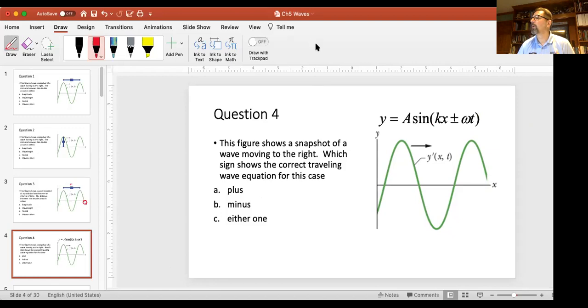Next question. And I'm referring to that sign right there. If it's moving to the right, which way is it going? Or which sign would you pick if it's going to the right? All right, most of you got it.